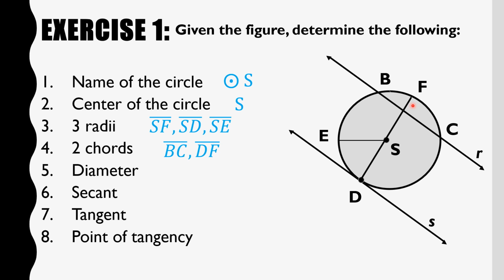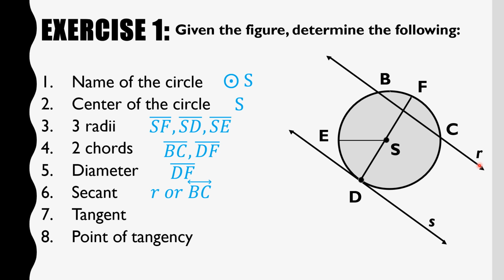For number 5, the diameter. The diameter of the circle is DF. Remember that diameter of a circle is the longest chord. It is also a line segment joining any 2 points on the circle passing through the center of the circle. For number 6, what is the secant? Very good. The secant is line R.